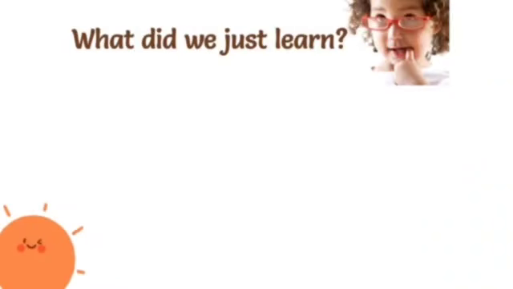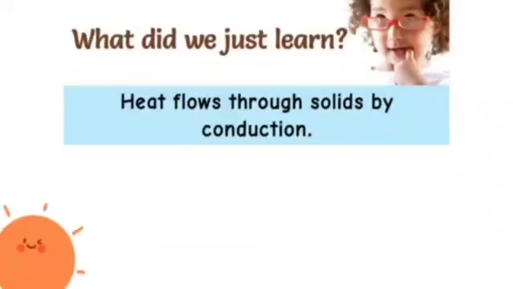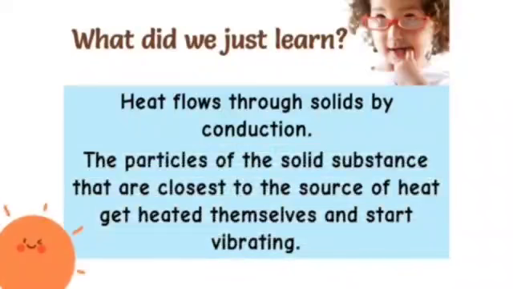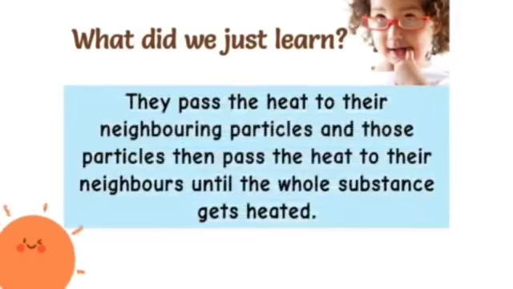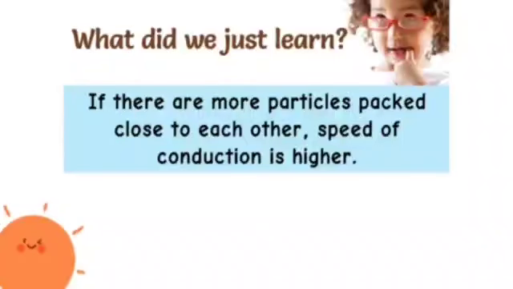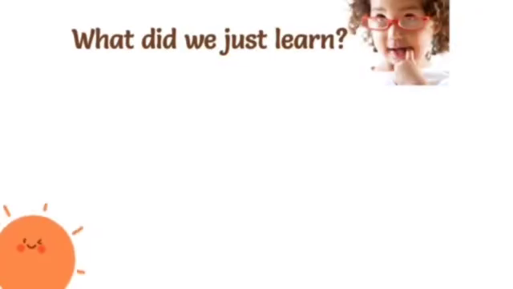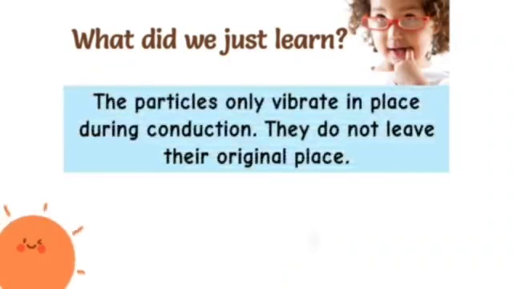What did we just learn? Heat flows through solids by conduction. The particles of the solid substances that are closest to the source of heat get heated themselves and start vibrating. They pass the heat to their neighboring particles, and those particles then pass the heat to their neighbors until the whole substance gets heated. The particles only vibrate in place during conduction. They do not leave their original place.